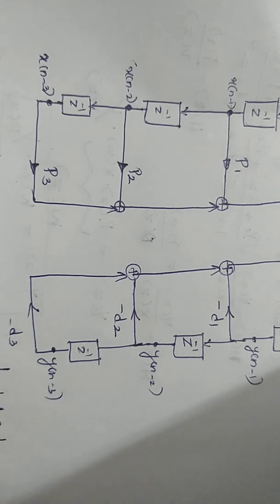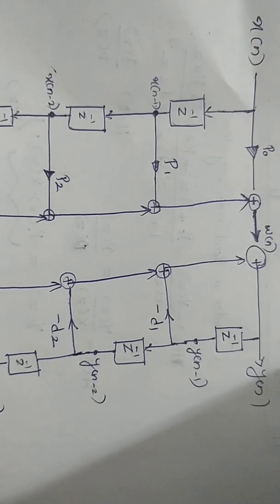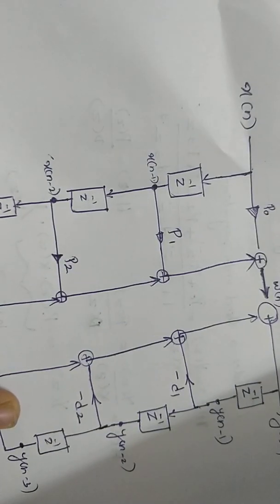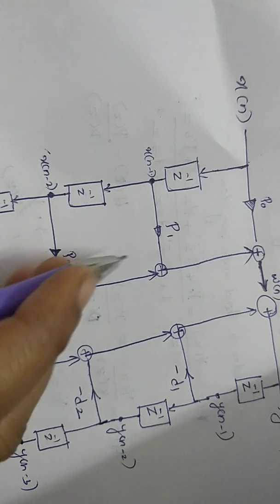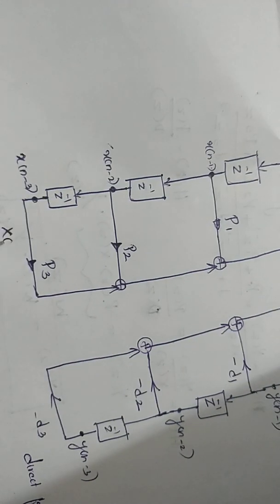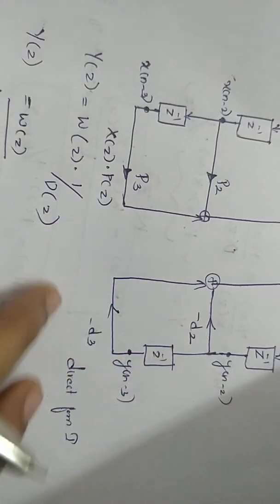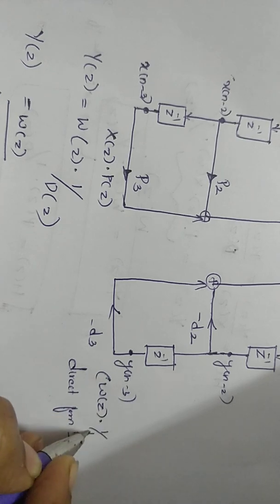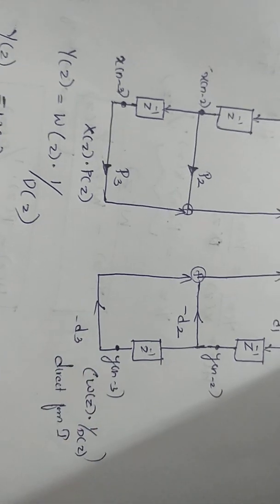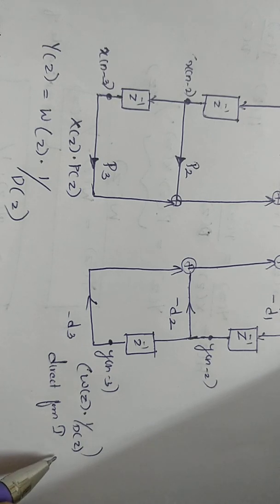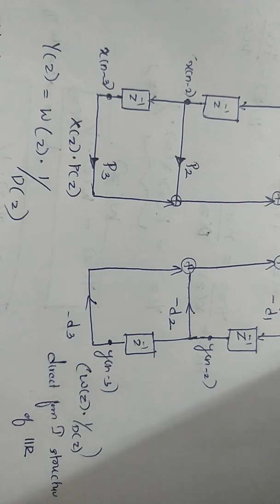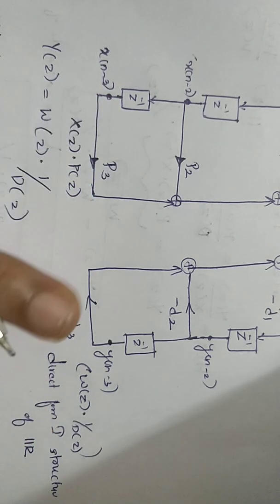This is the general structure of direct form 1. This is the cascade of two subsystems. Here this subsystem is the multiplication of x of z into p of z, and the second part is w of z into 1 by d of z, a cascade of these two subsystems. Okay, this is the direct form 1 structure of IIR filter, which is cascaded also.